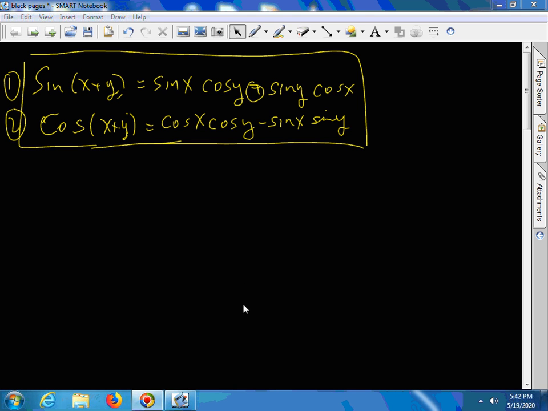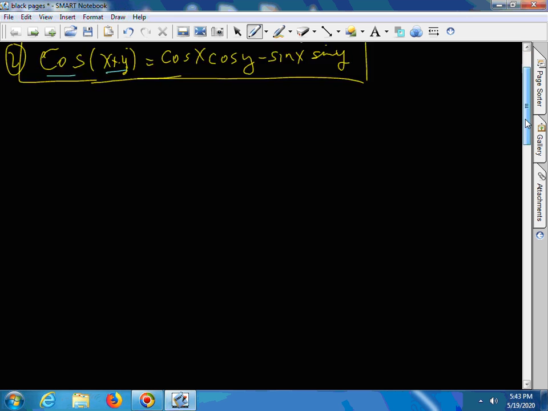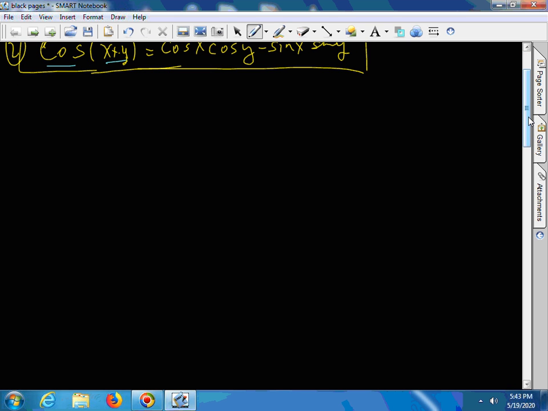Today, we're going to derive the formulas for 6 trig identities. We're going to find the formula for the sine of x plus y, the cosine of x plus y, as well as the sine of x minus y, and the cosine of x minus y. And I guess the same too for the tangent functions. Now, these proofs, they're going to be mostly geometric proofs.